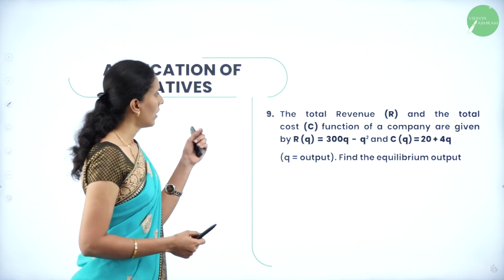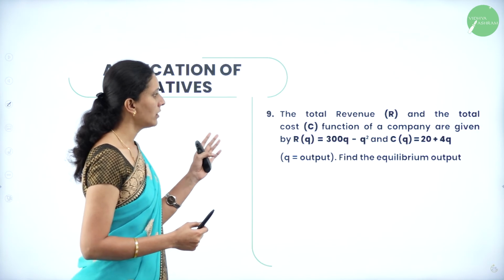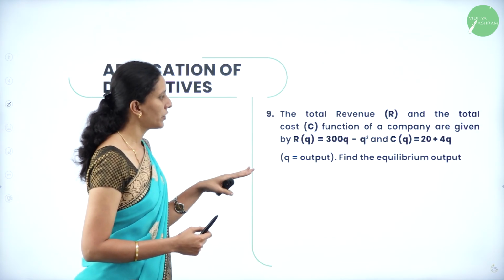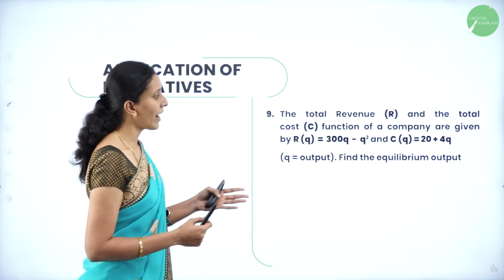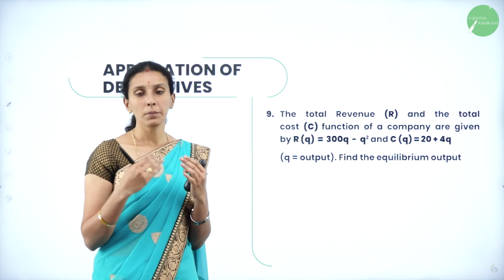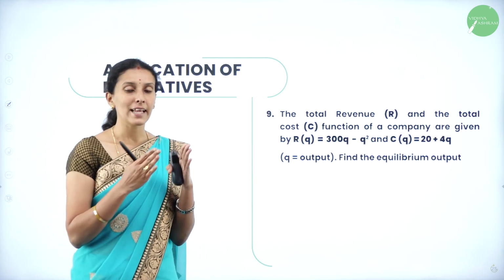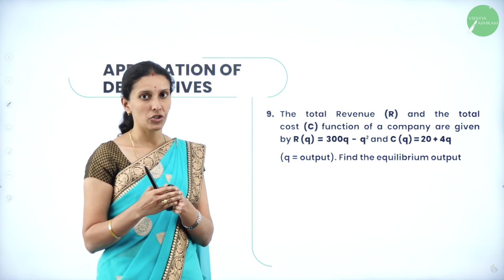Next question. The total revenue and the total cost function of a company are given. R of Q is equal to 300Q minus Q square and C of Q is equal to 20 plus 4Q. Find the equilibrium output. Equilibrium output is nothing but profit maximization, that is MR is equal to MC. That is marginal revenue is equal to marginal cost.